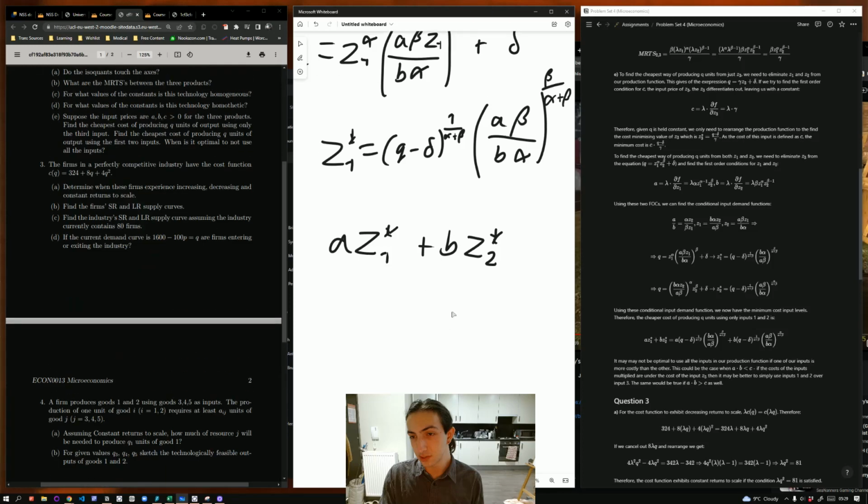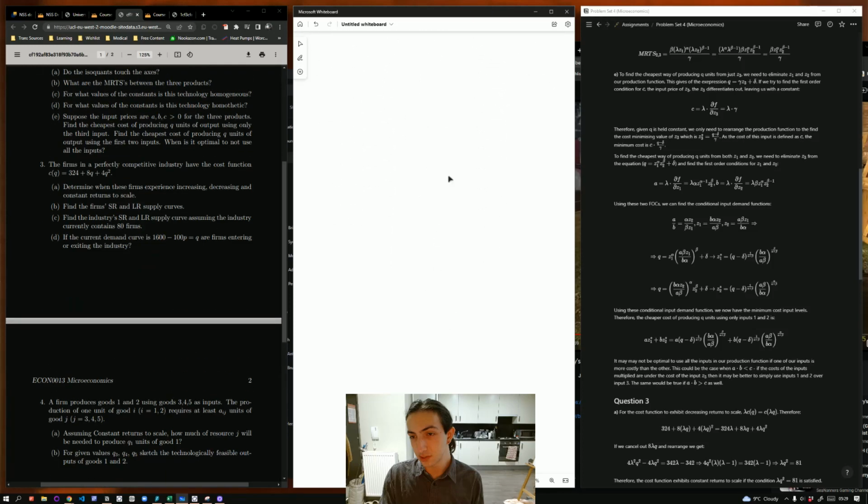For number 3, the firms in a perfectly competitive industry have the cost function C(Q) equal to 324 plus 8Q plus 4Q squared. Determine when the firms experience increasing, decreasing, and constant returns to scale. So this is a homogeneity problem.